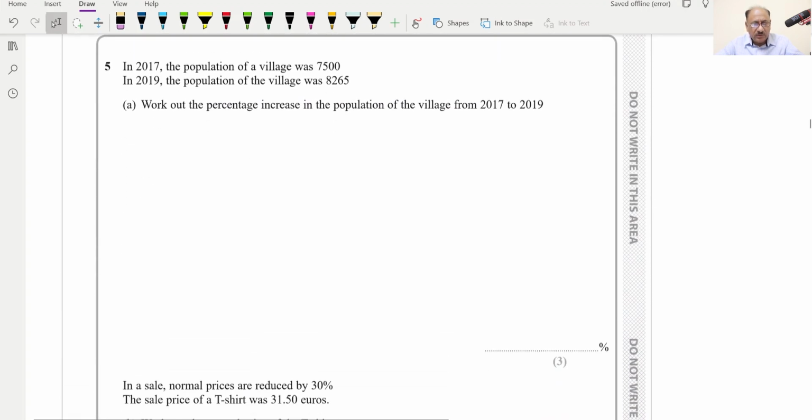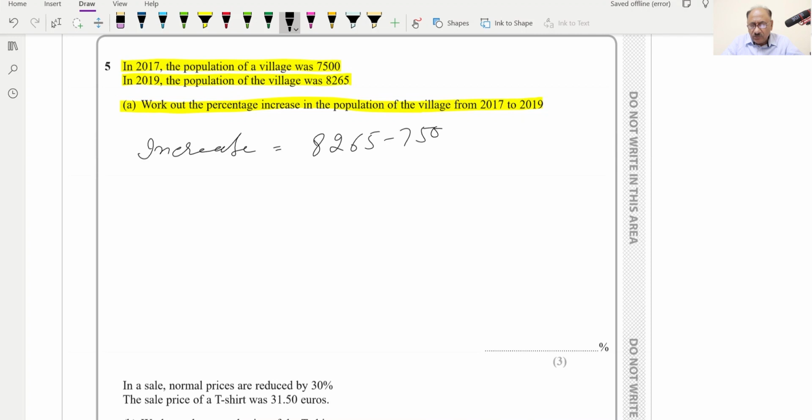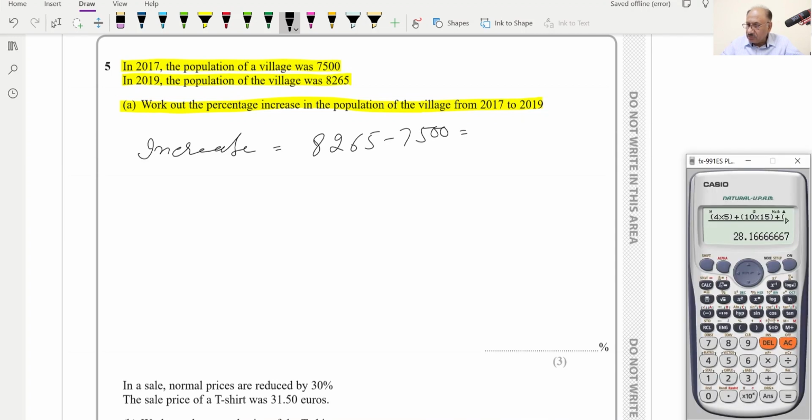Now question number 5. It says that in 2017 the population of a village was this much, and in 2019 it was this much. Work out the percentage increase in the population of the village from 2017 to 2019. First of all we need to find the increase, then we will find the percentage increase. The increase is this value minus this value, and we can check with the calculator.